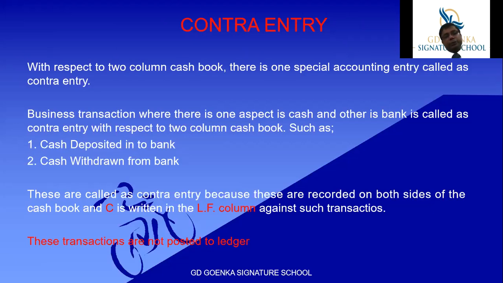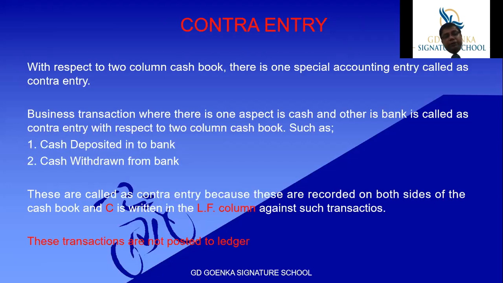Because when cash is deposited into the bank, the cash will reduce, whereas the bank will increase. And the opposite will happen when the cash is withdrawn from the bank. Why and how we can show these transactions in the cash book, we will study after 3-4 minutes. But before that, how can we show these types of transactions in the cash book?